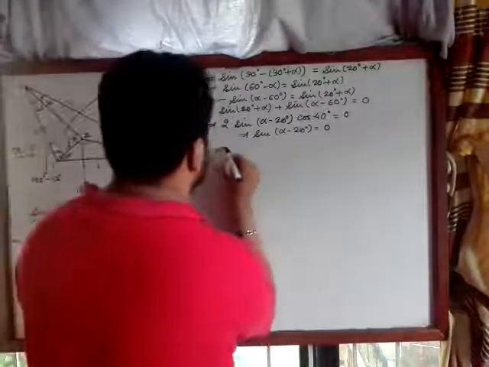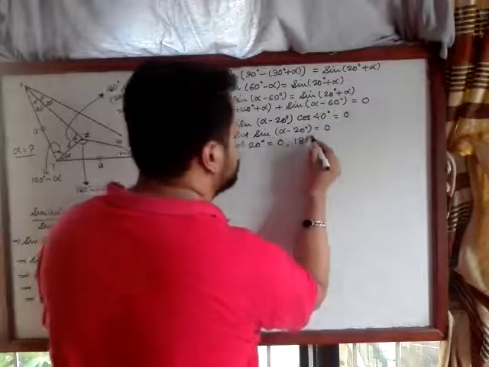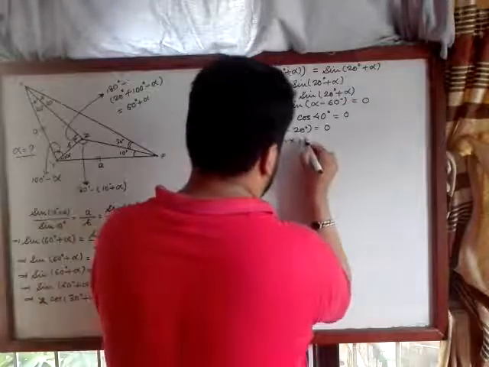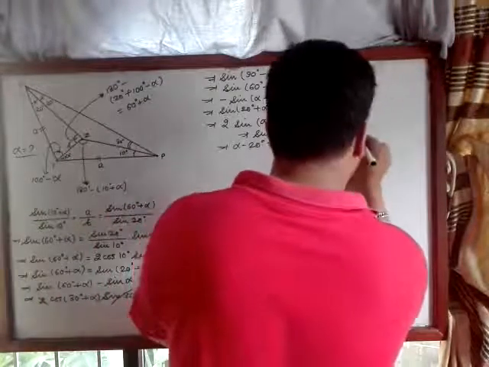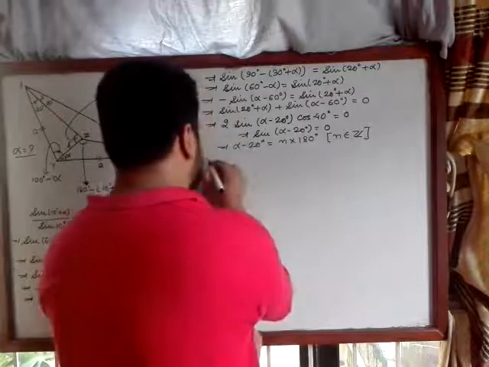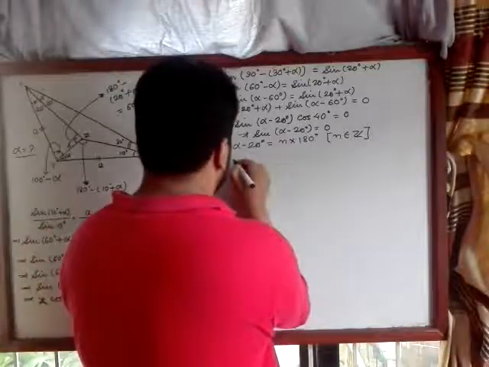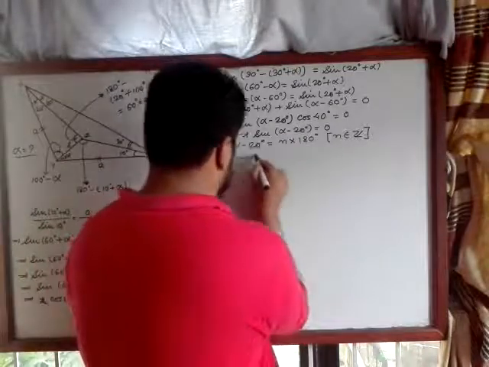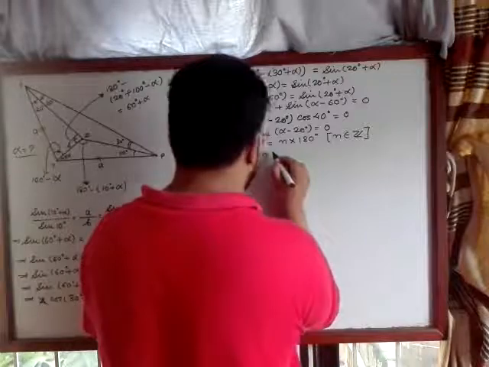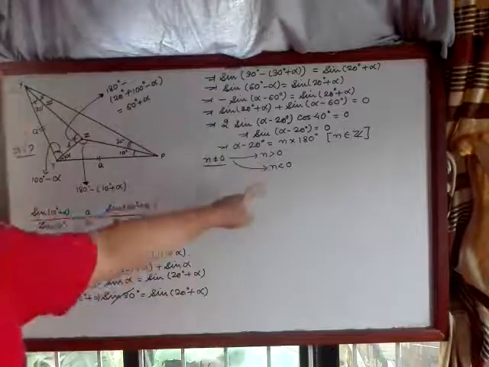What do we get? Alpha minus 20 can be equal to 0 or 180, or let's say n times 180, n belonging to the set of integers. Let n not be equal to 0. We've done this in previous videos as well. If n is not equal to 0, then n can either be greater than 0 or n can be less than 0.